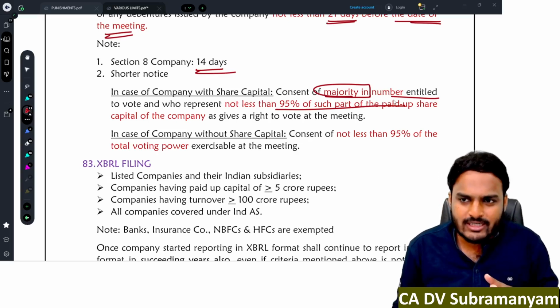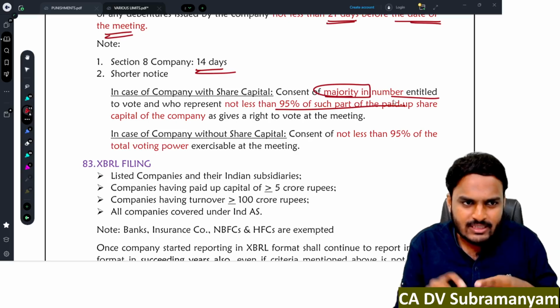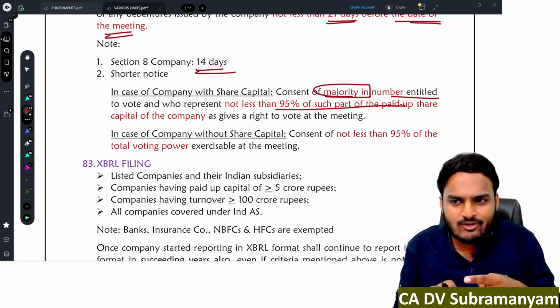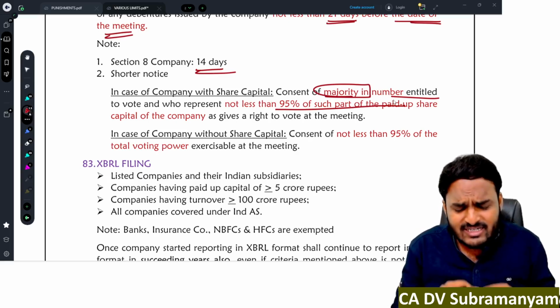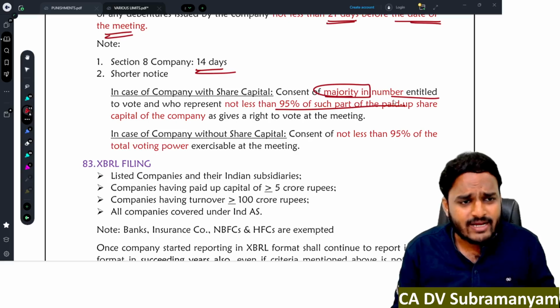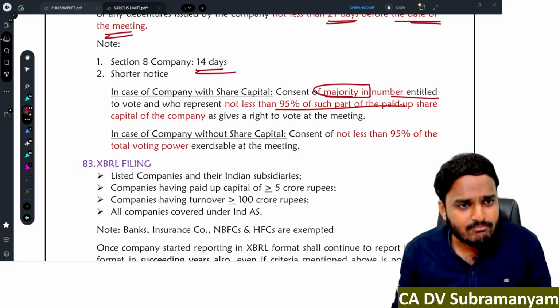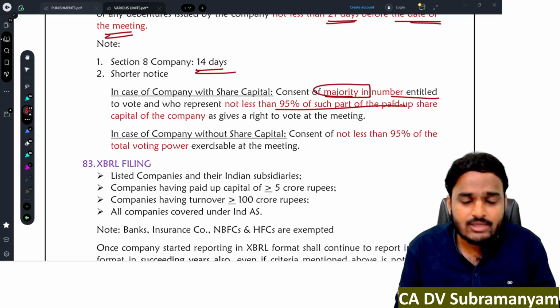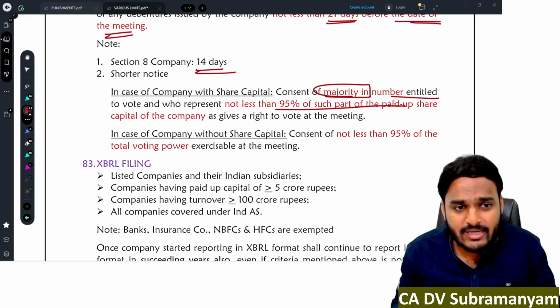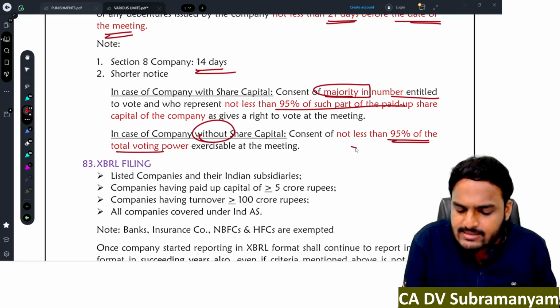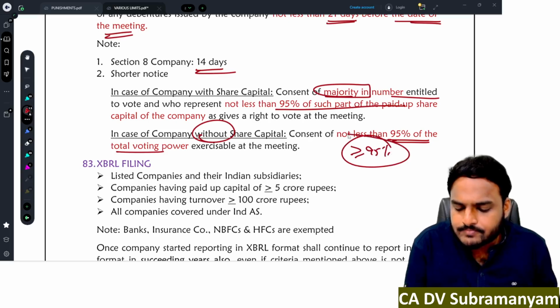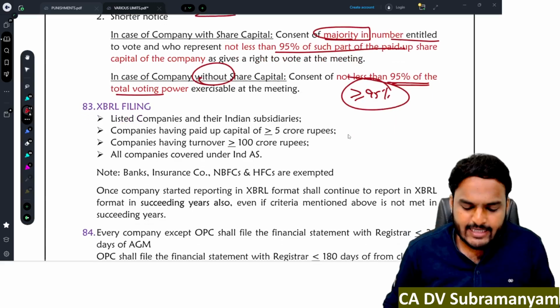So two conditions. One is a majority of members, representing at least 95% of the paid up share capital. If these two conditions are satisfied, then the company can give a copy of financial statements to the members even less than 21 days before the meeting. In case of a company without share capital, consent of not less than 95% of the total voting power exercisable at the meeting. Next one, XBRL filing.